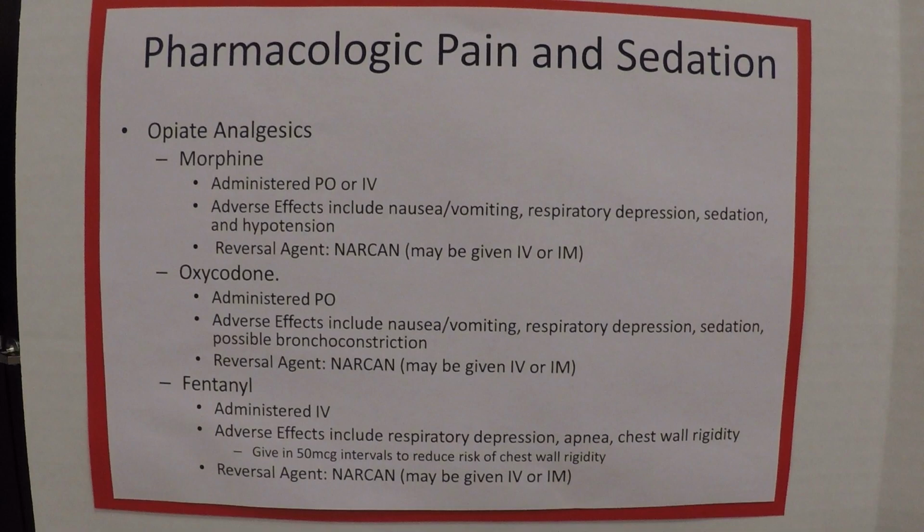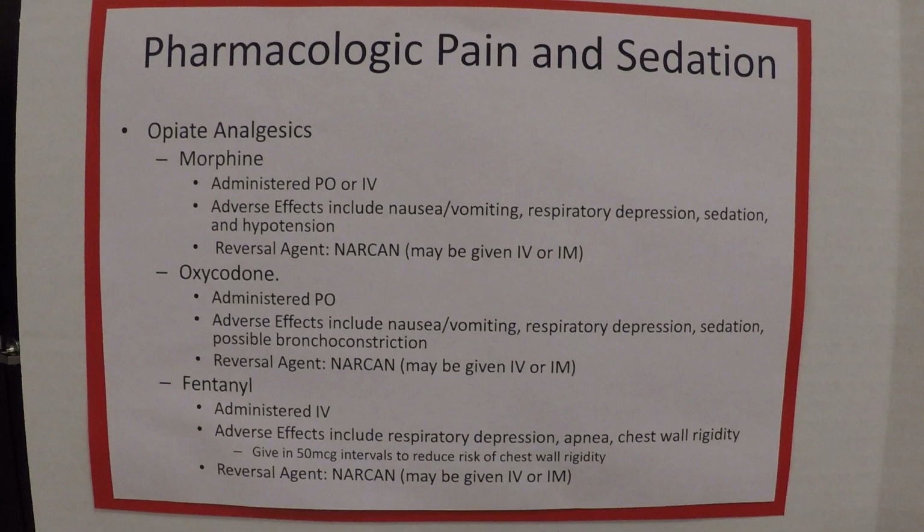The opiate analgesics that we use are morphine. We administer PO or IV. The adverse effects include nausea, vomiting, respiratory distress, sedation, and hypotension. One of the things you always want to remember when using any of these agents is your reversal agent. For the morphine, your reversal agent would be Narcan. This may be given IV or IM.